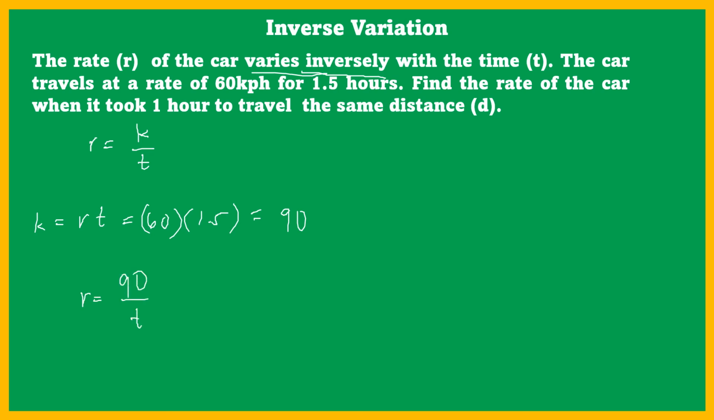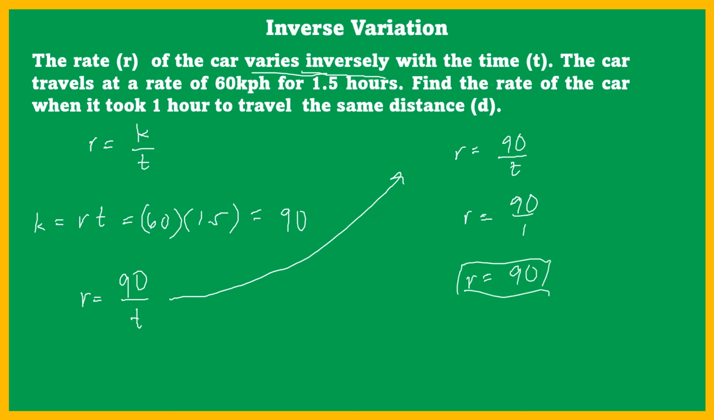Now, in the problem, it is asked that we need to find the rate of the car when it took 1 hour to travel. So, by substitution using our equation of variation, we have r is equal to 90 over t. So, the given in the problem is 1 hour. Okay? So that means our rate is 90. And for our final answer, since we are looking for the rate of the car, remember in our problem, the rate is denoted by kilometer per hour. So that means our answer is 90 kilometer per hour.